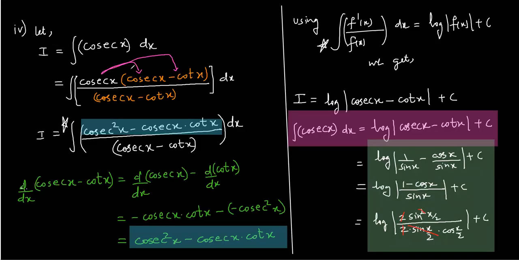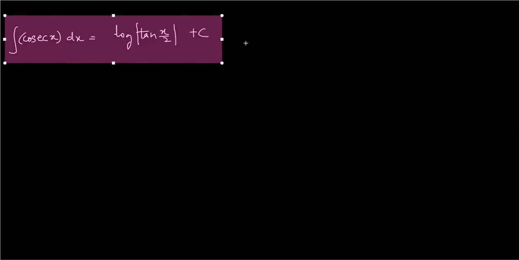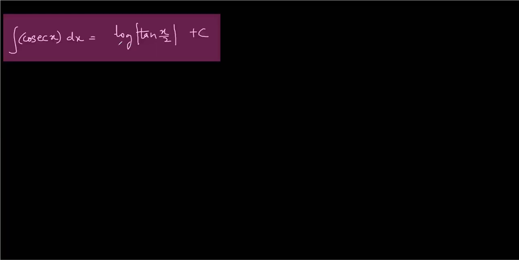Okay, so this is the next one. So we have got two different forms for integration of cosec x dx also. Okay, what was the first form? Integration of cosec x dx was log of cosec x minus cot x plus c. And what is the second form? The second form is log of tan x by 2 plus c.